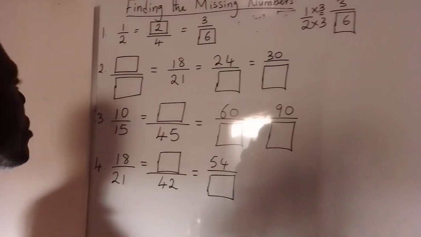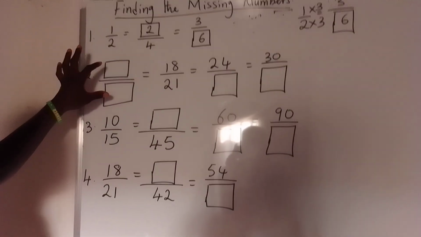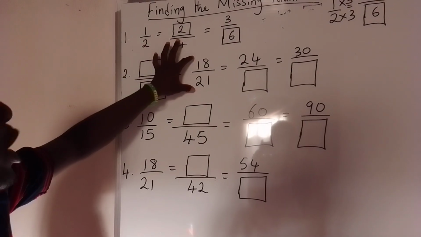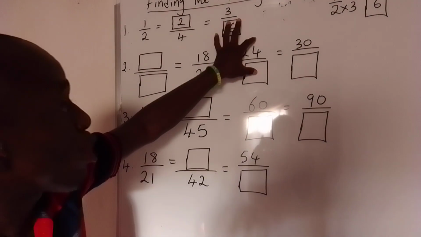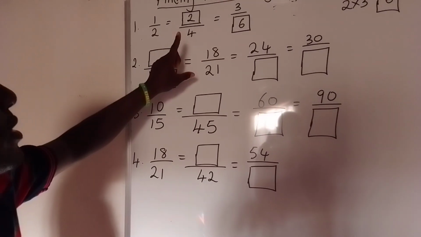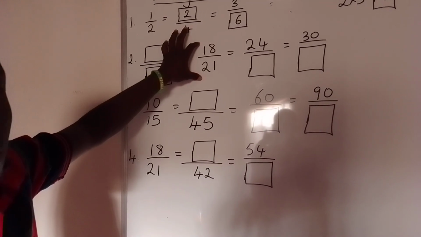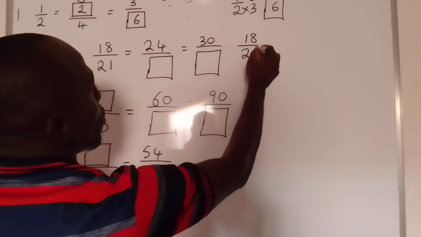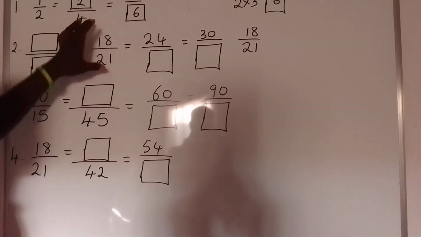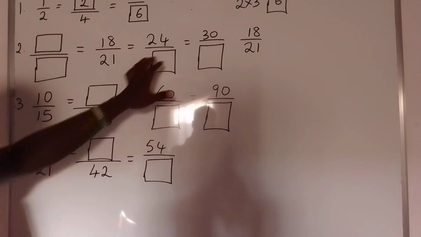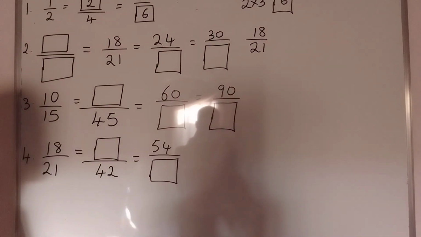Okay, let's quickly look at number 2. In number 2, we have 2 empty boxes, a complete fraction, and two incomplete fractions. First thing a child needs to do is to pick the fraction that is complete. We have 18 over 21 as the complete fraction. We are going to use it to get the remaining empty boxes.